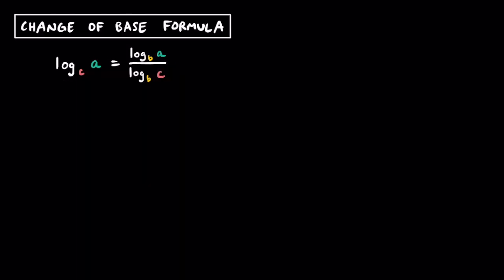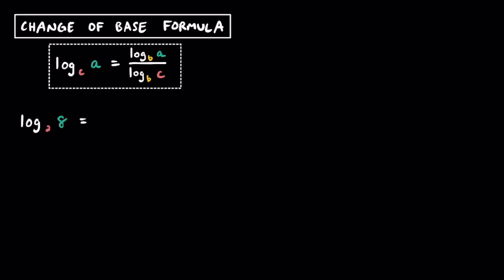Now that we're done talking about the general properties, let's talk about the change of base formula. This formula states that log base c of a is equal to log base b of a divided by log base b of c. Let's take a look at an example of log base 2 of 8. While these numbers work out nicely and this is just equal to 3, since 2 to the third power is equal to 8, let's try to use the change of base formula to understand this a little bit better.